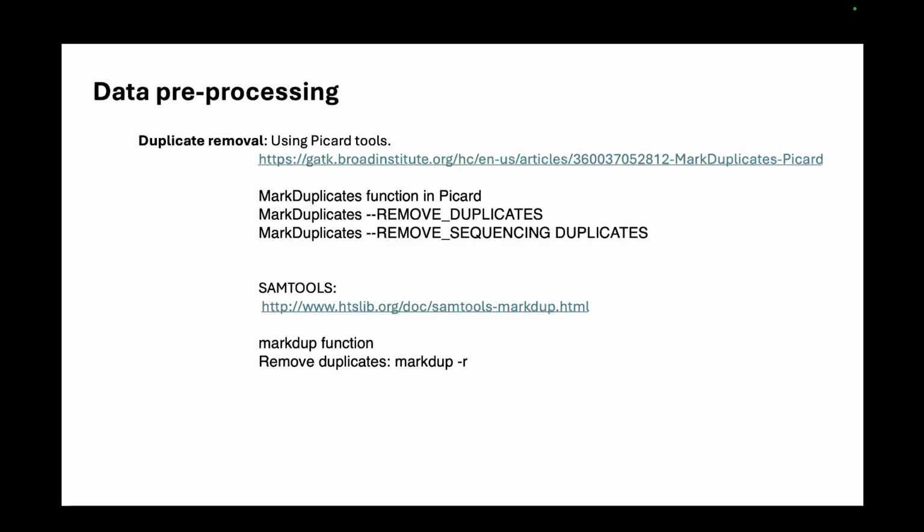and SAMtools does this using the markdup function, markdup hyphen r, which is the remove function. So after you check your data quality, then you do some intermediary pre-processing, which is removal of duplicate reads from your data.